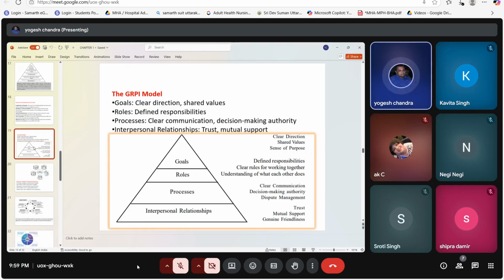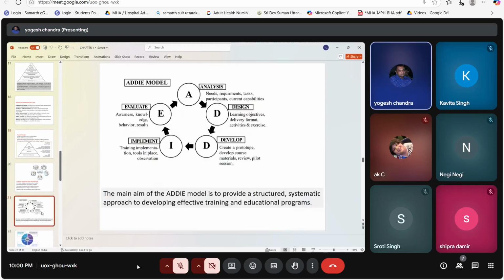This is one more model, the GRPI model: goals, roles, processes, interpersonal relationships. I'm not going into much detail about this model. You can just refer to your books. This is the ADDIE model. It's an important model: analysis, design, develop, implement, and evaluate.